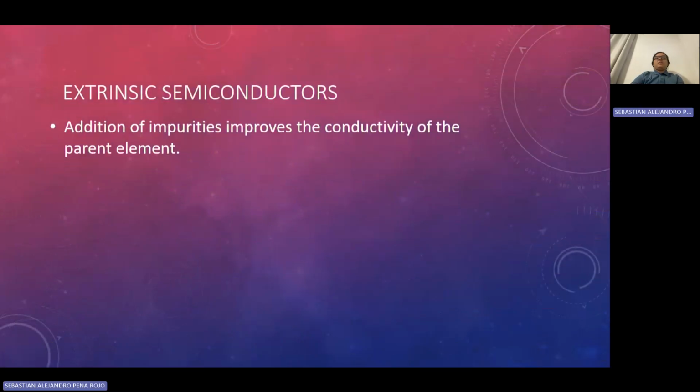Apart from intrinsic semiconductors, there are also extrinsic semiconductors, which are semiconductors that have had impurities added in order to improve their conductivity. This is done through the addition of atoms that have more or fewer electrons than the parent element. It only needs low levels of the dopant, only one atom of dopant per 10 to the 9 atoms of the host material. So this means that the host material must be extremely pure.